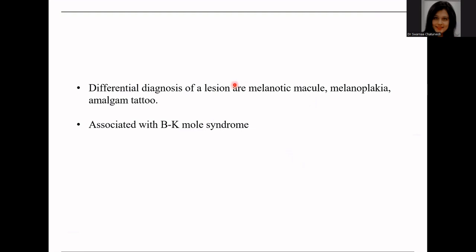Now, this is a rare autosomal dominant syndrome, and the syndrome includes multiple melanocytic nevi, family history of melanomas, increased risk of pancreatic cancer and other malignancies.